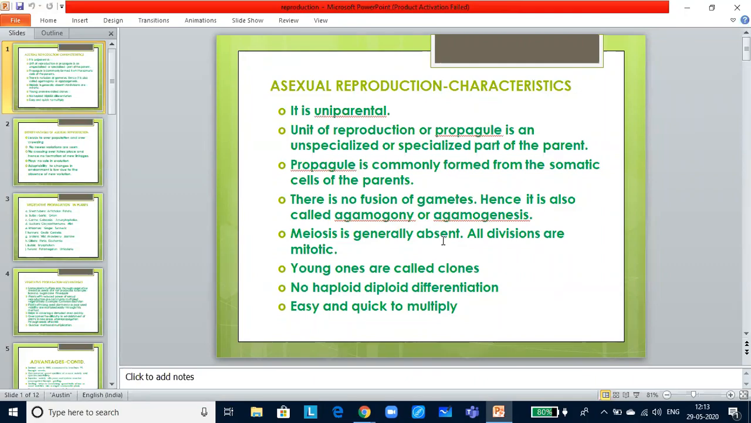There is no fusion of gametes, and hence it is also called agamogony or agametogenesis. Meiosis is generally absent as it is dealing with the somatic cells. Most of the divisions will be mitotic. The young ones will be morphologically and genetically similar to the parents, and hence they are called clones. There is no haploid or diploid differentiation in the body. It is an easy and quick way to multiply. So these are the characteristics.